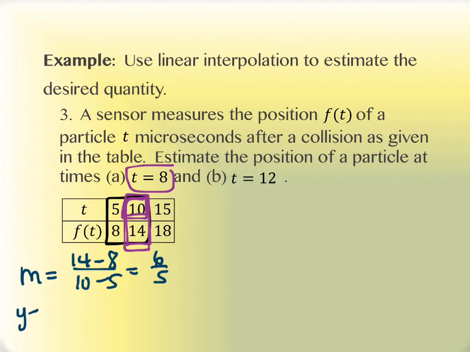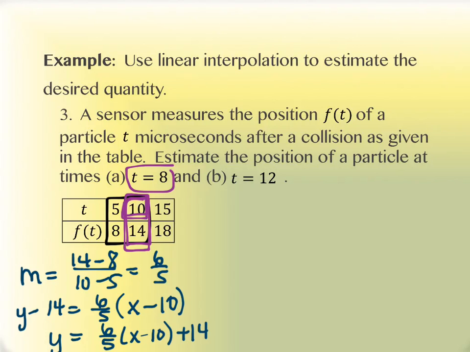So we're going to do y minus 14 equals the slope value, which we just found, 6 over 5, times x minus 10 as the x value. You can simplify this all that you'd like. I'm just going to go ahead and move the 14 over and write it as plus 14. You can distribute out the 6/5 if you'd like, but we really don't care about the equation. That's just sort of the intermediate step in this process. What we care about is the y value when the x value is what we're working with. In this case, it's 8.